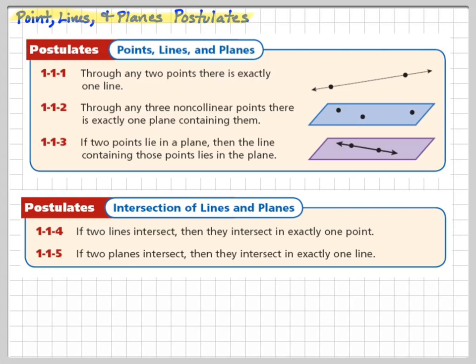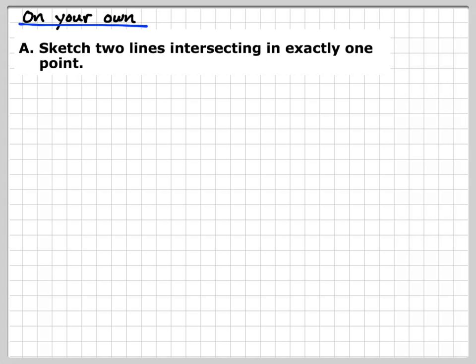All right, now we're going to do a little diagramming and drawing. So, first part, we're going to sketch 2 lines that intersect in exactly 1 point. Draw 2 lines, have them intersect at a point. You should come up with something that looks like this. And I'm going to call mine point P.